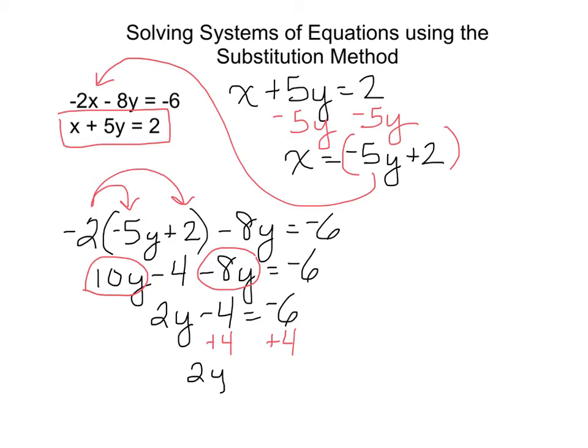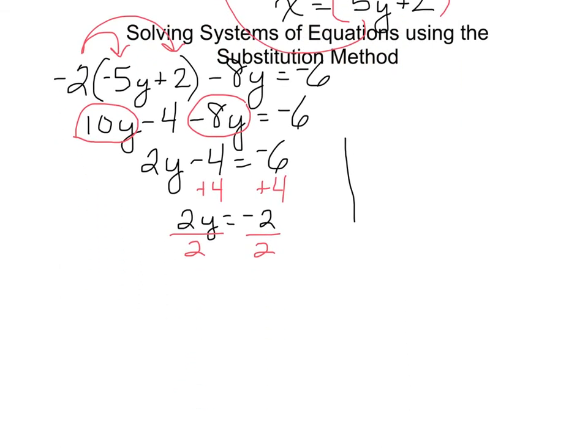We have 2y is equal to negative 2. And our next step would be to remove this coefficient of 2. Do that by dividing by 2 on both sides. When we divide by 2 on both sides, we are left with y is equal to negative 1. We have now done the first step in figuring out our solution to this system. y is equal to negative 1.